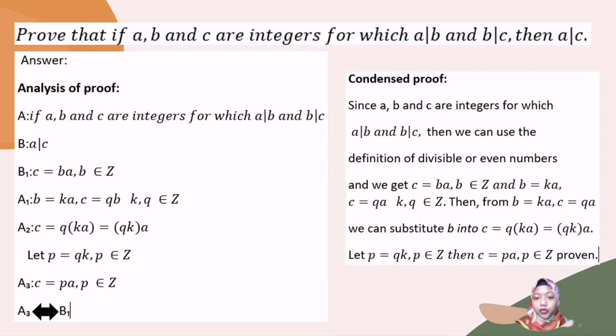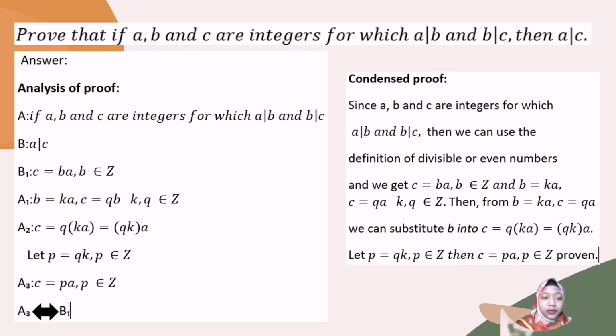Then from b equals ka and c equals qb, we can substitute b into c. We will get c equals qka. Let p equal qk, where p is substituted by z. Then c equals pa, and p is substituted by z, so it is proven.